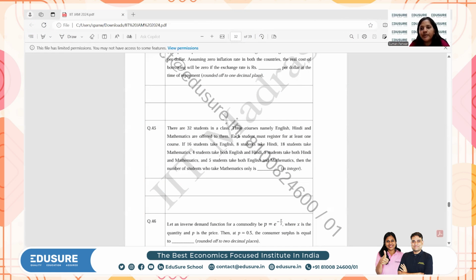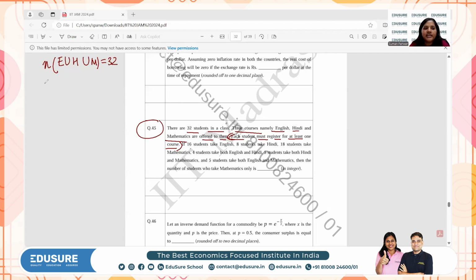IIT JAM 2024, question number 45. There are 32 students in a class. 3 courses, namely English, Hindi, and mathematics, are offered to them. Each student must register for at least one course. The meaning of this statement is that the number of people who registered for English or Hindi or mathematics is going to be 32. There are no students outside these 3 sets. That is what is meant by it.